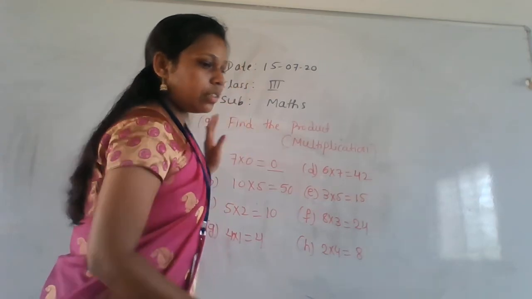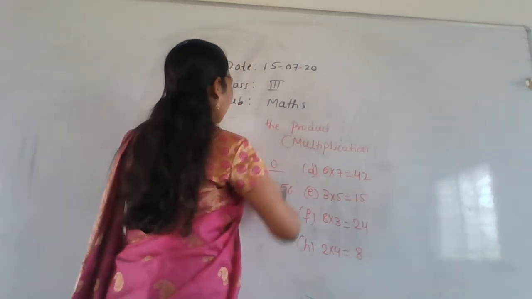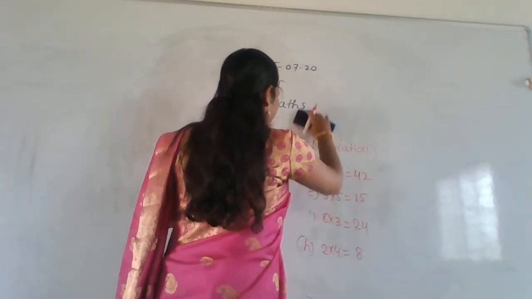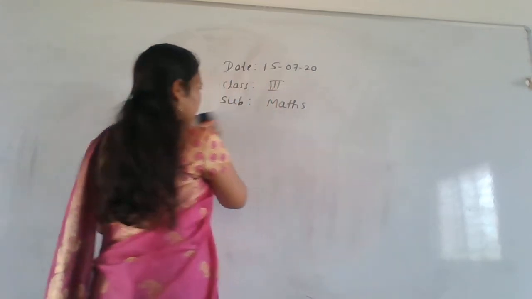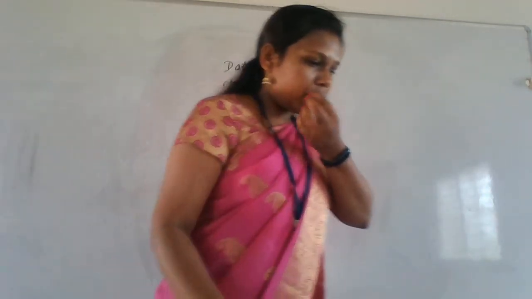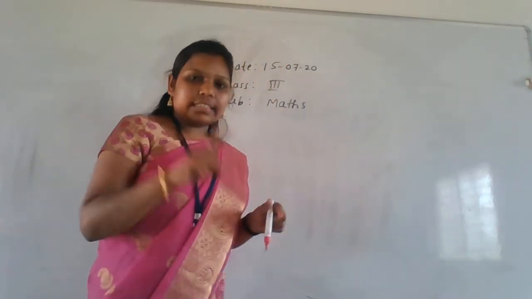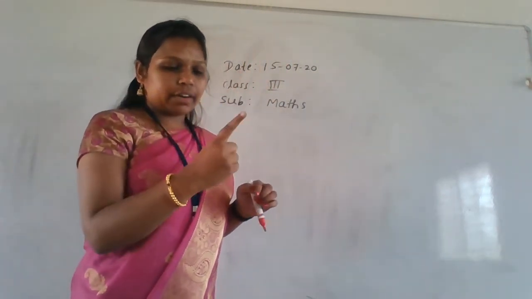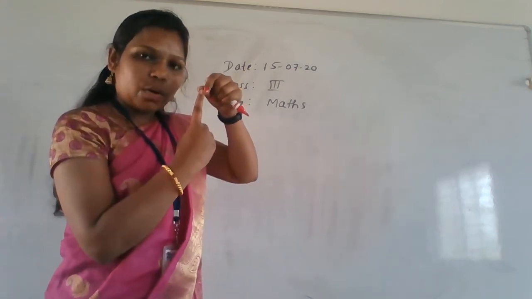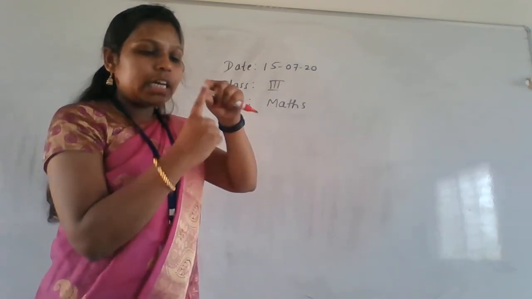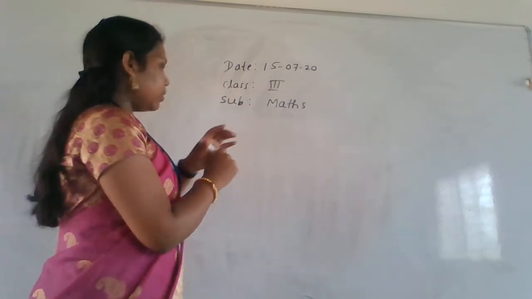Next, we'll move on to the 10th one. What have they given in the 10th one? Everyone see your textbook and read the question. Measure the length of your index finger. This is called the index finger. After the thumb you have one finger, right? This finger is called the index finger. You have to find the length of this index finger.